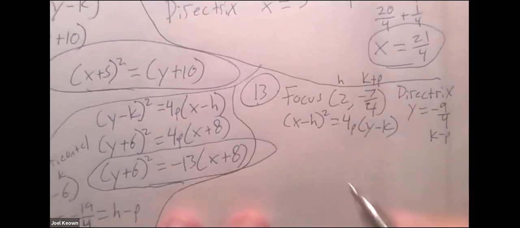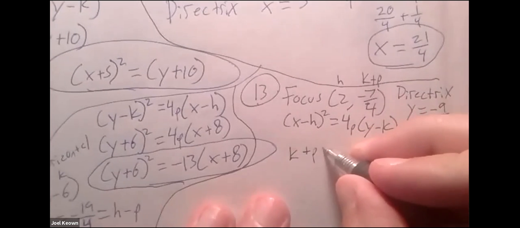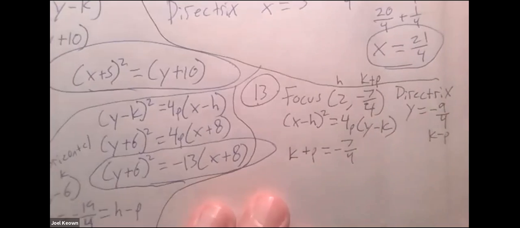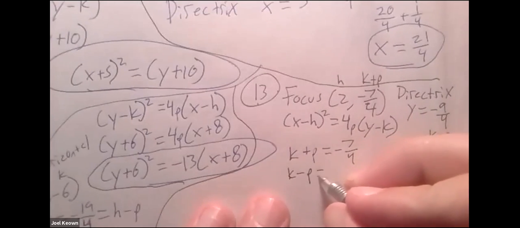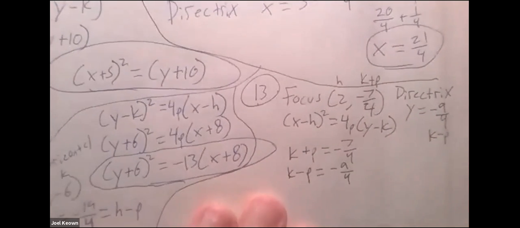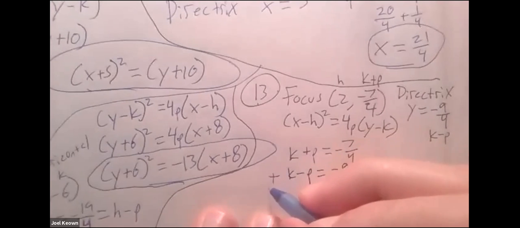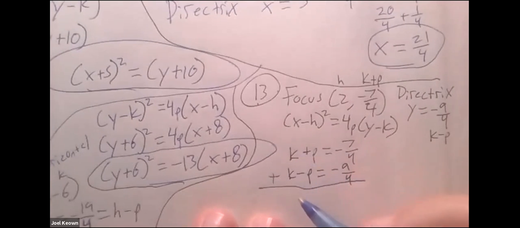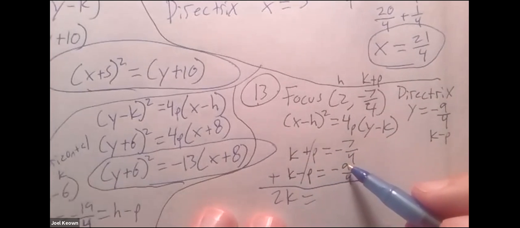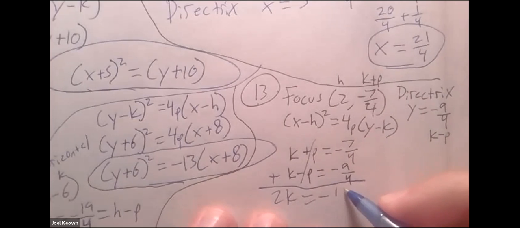Well, let's think about this. K plus p equals negative 7 over 4. K minus p is negative 9 over 4. That looks a lot like a system of equations from algebra 2. And we're going to treat it like one. We're going to add those two together. K plus k is 2k. My p's cancel out. Negative 9 over 4 plus negative 7 over 4 is negative 16 over 4.